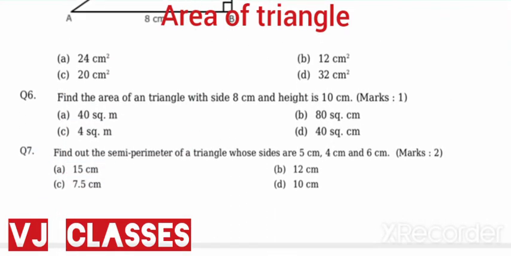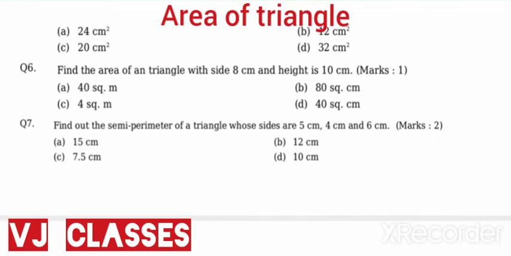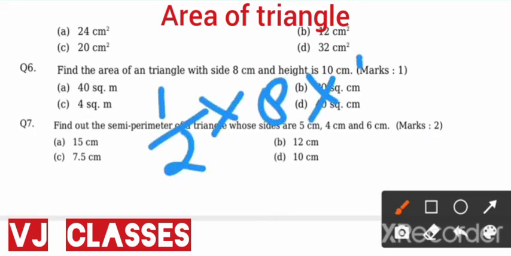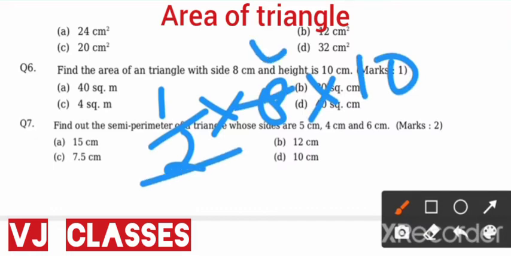Now question number 6 here, find the area of a triangle with base 8 centimeter and height 10 centimeter. Again same formula, half base into height, 8 multiply 10 and it will become 4, 4 tens are 40.